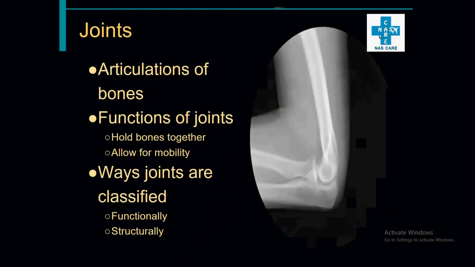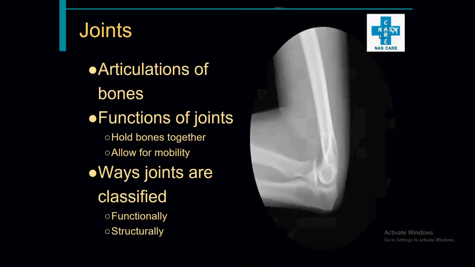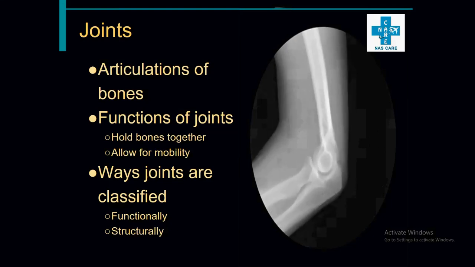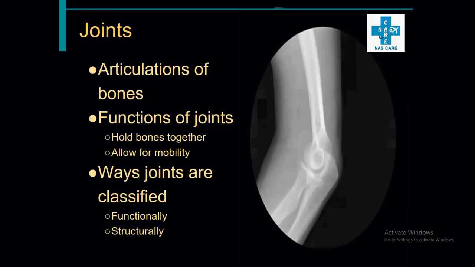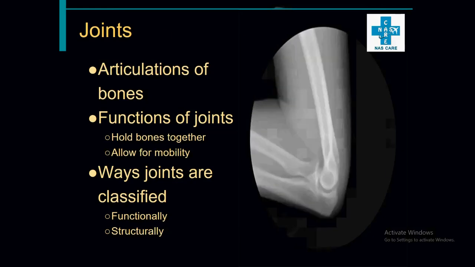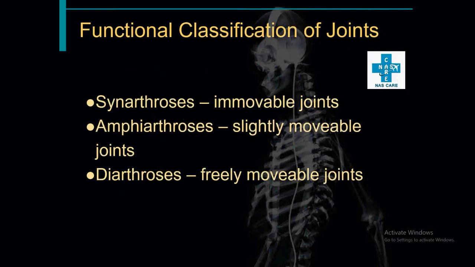About the joints, the articulation of bones. The function of joints is to hold bones together and allow for mobility, movement. Joints are classified functionally and structurally. In the functional classification, we have synarthrosis, amphiarthrosis, and diarthrosis. Synarthrosis joints are immovable, amphiarthrosis is a slightly movable joint, and diarthrosis joints are freely movable.